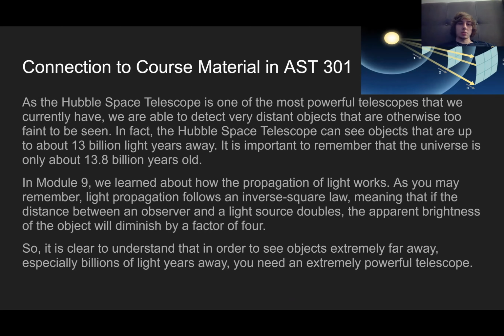In Module 9, we learn about how the propagation of light works. As you may remember, light propagation follows an inverse square law, meaning that if the distance between an observer and a light source doubles, the apparent brightness of the object will diminish by a factor of 4. So it is clear to understand that in order to see objects extremely far away, especially billions of light years away, you need an extremely powerful telescope.